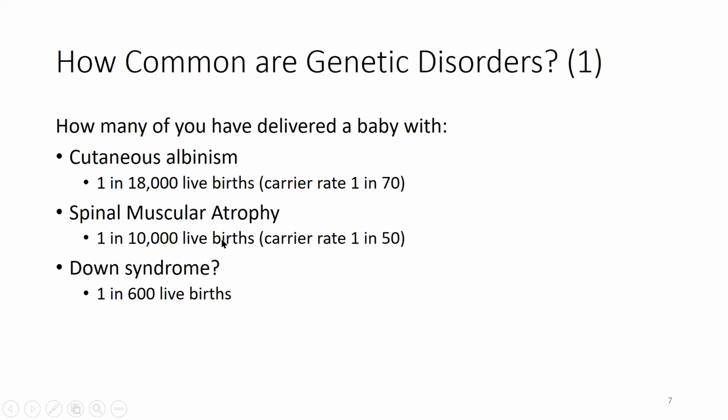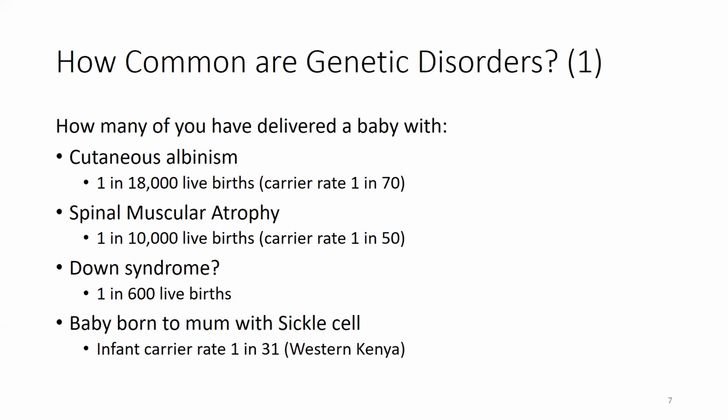Now, spinal muscular atrophy and cutaneous albinism are autosomal recessive traits, meaning for the baby to develop the phenotype, they need to inherit the mutation from mom and dad. So the phenotype might look rare, occurring in 1 in 18,000 live births, but the carrier rate is 1 in 70, meaning about every 70th person you meet is a carrier for cutaneous albinism, and every 50th person you meet is a carrier for spinal muscular atrophy. So the carrier rates are very, very common in society. What makes the phenotype rare is the likelihood of that carrier meeting another carrier and passing it on to the offspring.